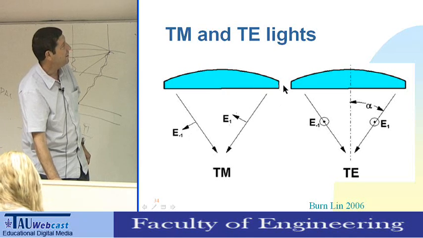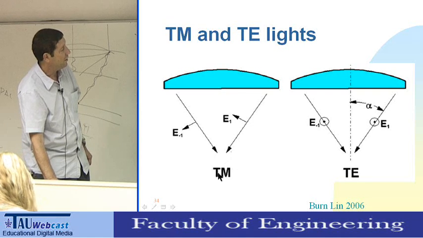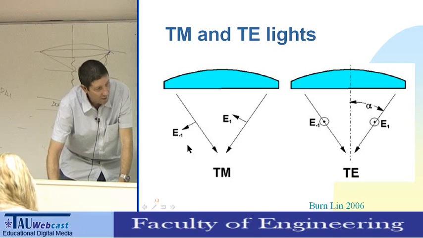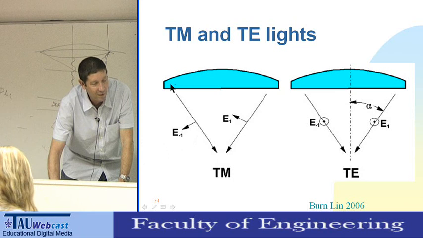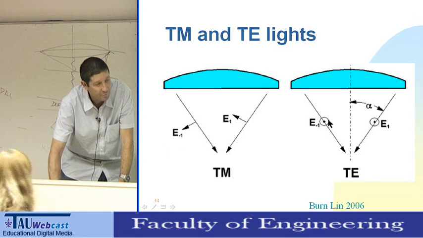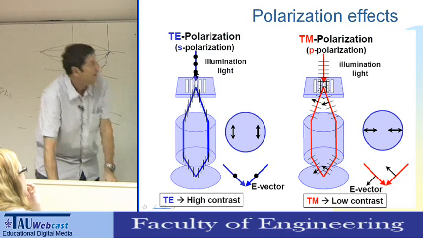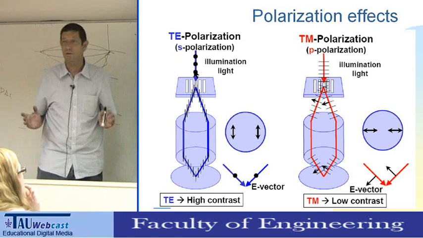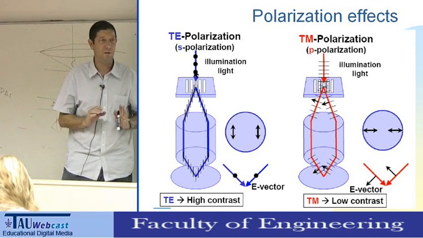Now, if you have a lens and you illuminate it with polarized light, this is what I call TM, and this is the electric field. The magnetic field is perpendicular to it, parallel to the lens, and this is the TE. So far we neglected the effect of polarization. I assumed that we don't care. In regular lithography, it has some effect, but it's not so significant.